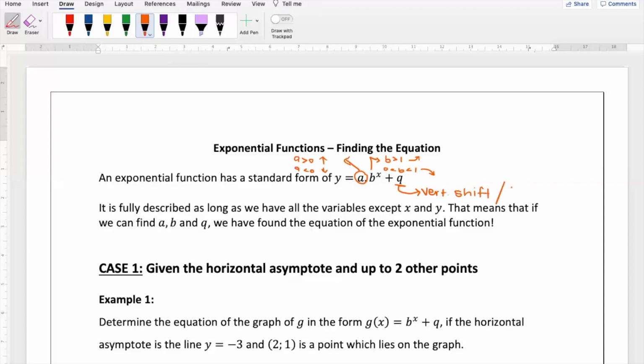Or more importantly, it tells us the horizontal asymptote. I'm hoping you're getting used to the word asymptote by now. And if not, please go back to our previous videos and check out what that means. So really importantly, a will tell us if it's above or below the horizontal asymptote. b will tell us if it's an increasing or a decreasing function. And q will tell us both the vertical shift and the horizontal asymptote. So let's keep that in the back of our minds as we go on to the example.